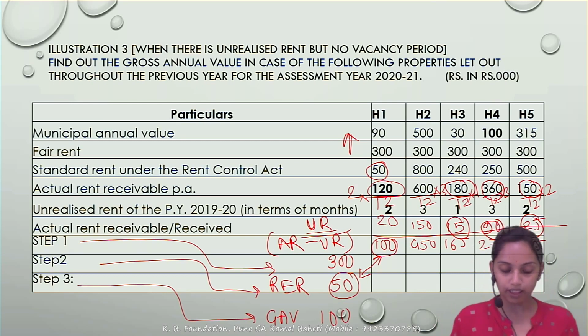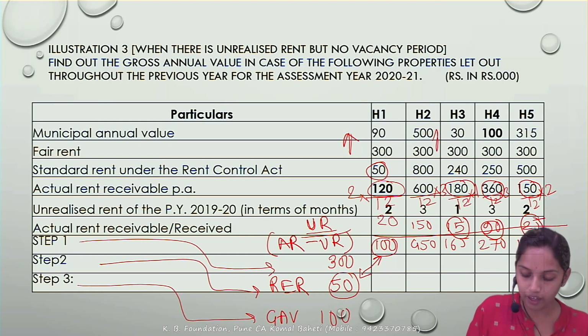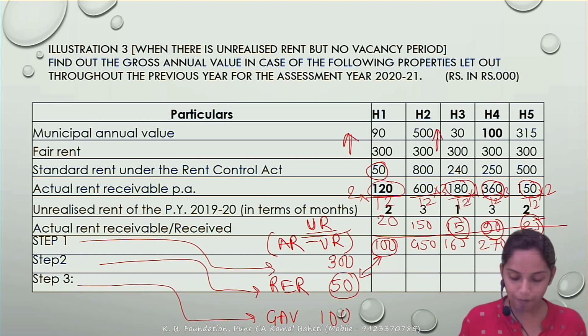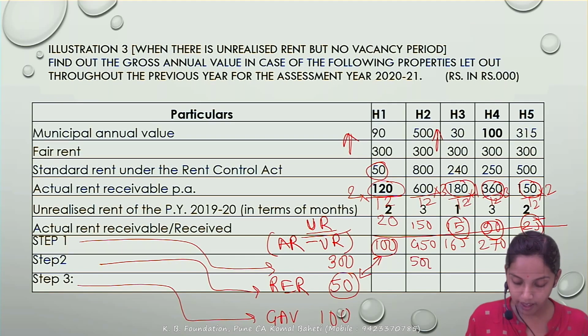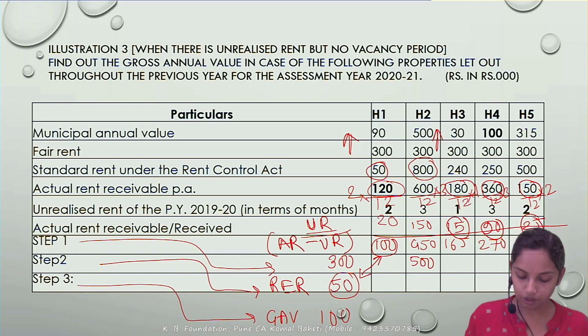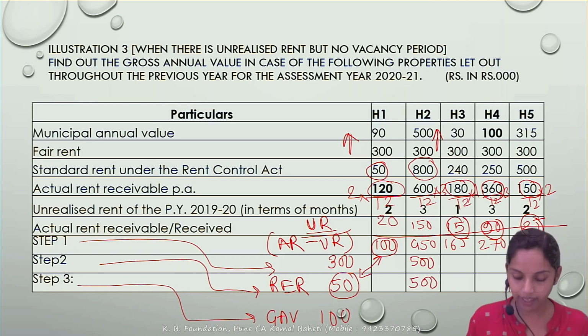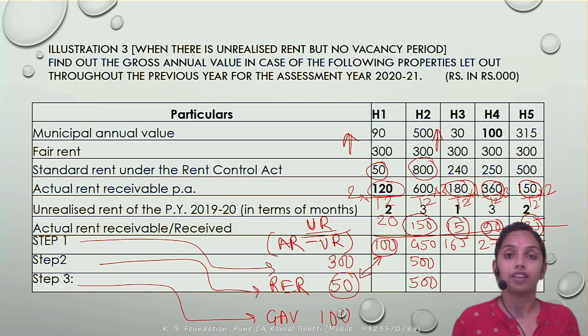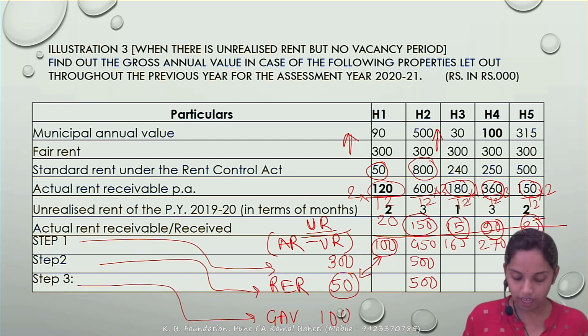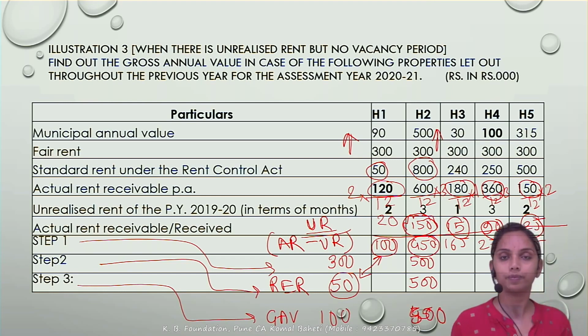In house 2, the municipal value will be compared with the fair rent, whichever is higher. So the step 1 answer would be 500. That is to be compared with the standard rent, whichever is lower. So the answer of the second step would come to 500. And this is to be compared with actual rent received or receivable minus the unrealized rent. Correct? So that comes to, very sorry, 450 and 500. So the GAV comes to 500, whichever is higher.